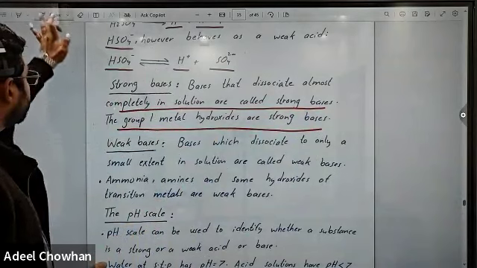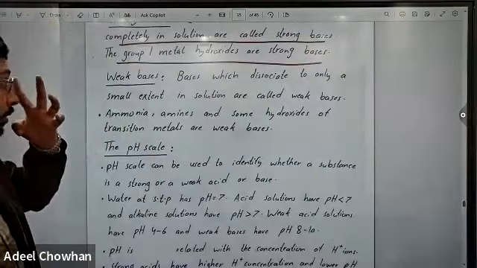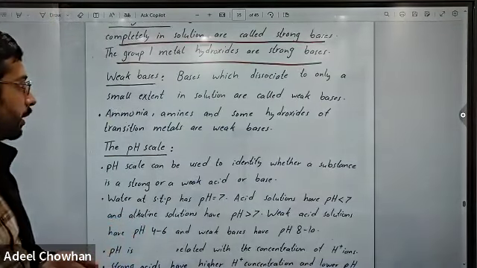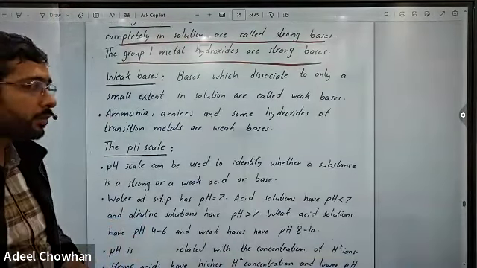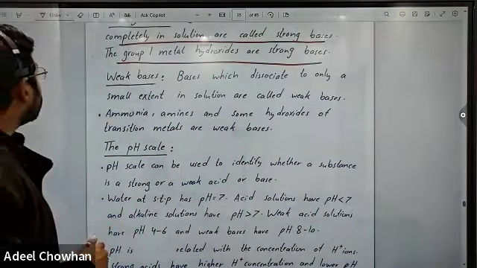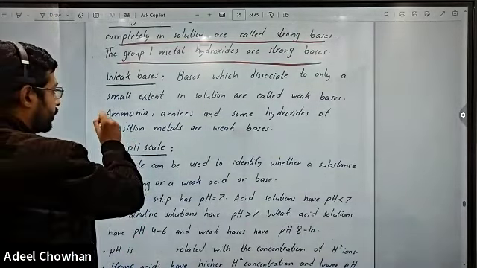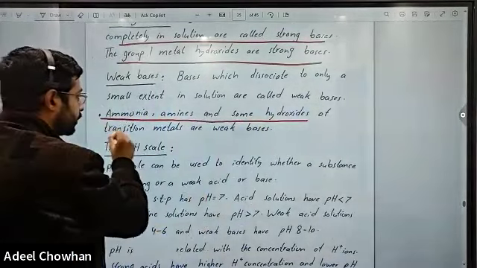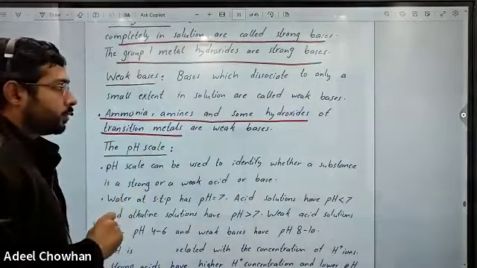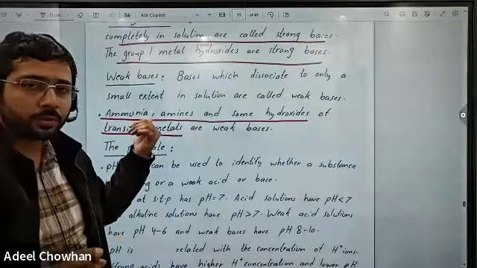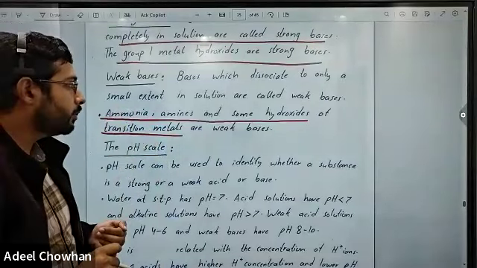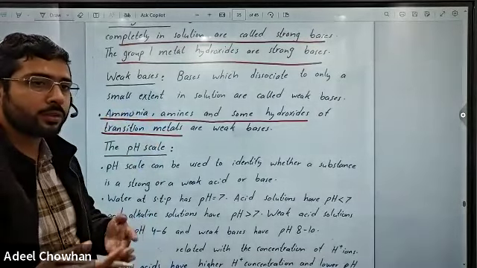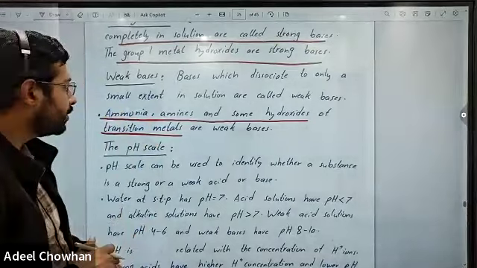And then the weak bases, which dissociate to only a small extent or incompletely in solution, are called the weak bases. The examples included are ammonia, amines, and some hydroxides of the transition metals. So these are some of the examples. We have already seen that ammonia is one such type of weak base which we already discussed or studied in the O levels or IGCSE.